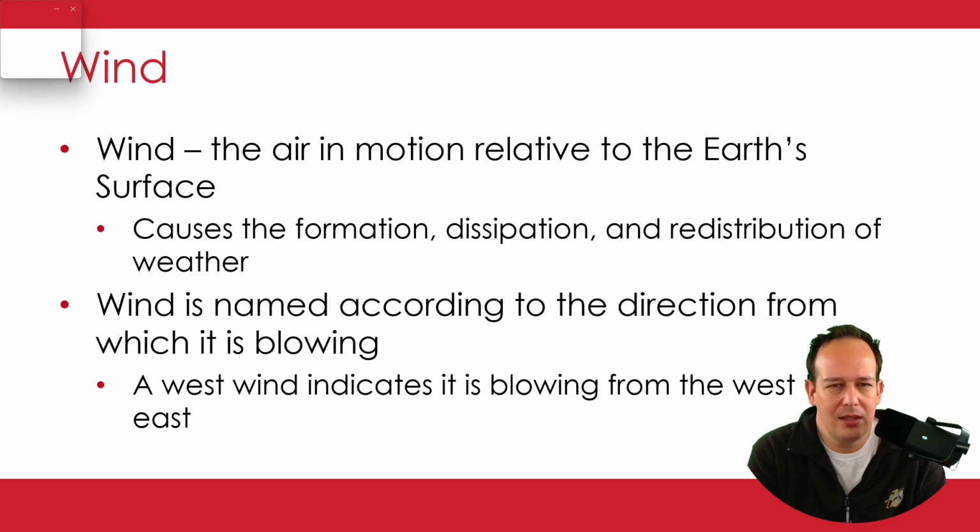So wind is the air in motion relative to the Earth's surface. So you have air, it moves, we call it wind. And so it causes the formation, dissipation, and redistribution of weather. Wind is named according to the direction from which it's blowing. And so we would call a westerly wind a wind that comes from the west. So if you're facing north and you feel it on the left side of your body, that's west. So you feel it coming from the west and it's blowing east.